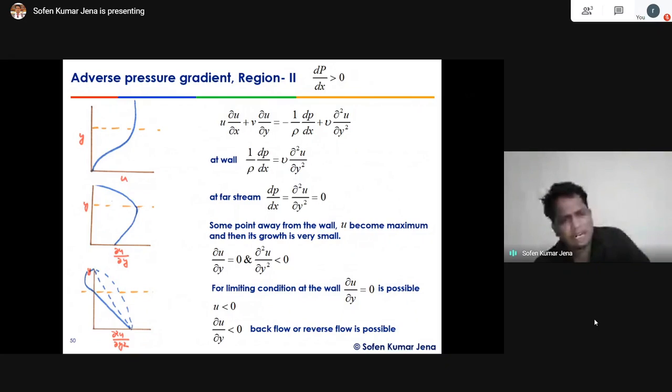Because the del square u by del y square term is 0, and beyond this point it becomes negative, u becomes like this. What happens if you plot the value of u versus y for this positive pressure gradient term? The del square u by del y square term and the pressure gradient term have the same magnitude and bear the same sign. So if this term is positive, meaning positive pressure gradient, at some point away from the wall u becomes maximum.